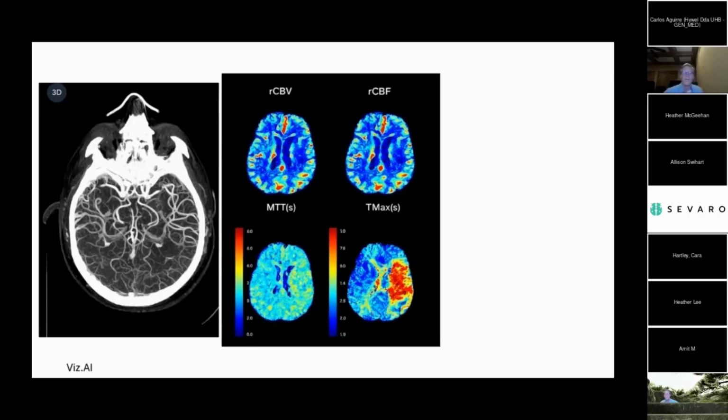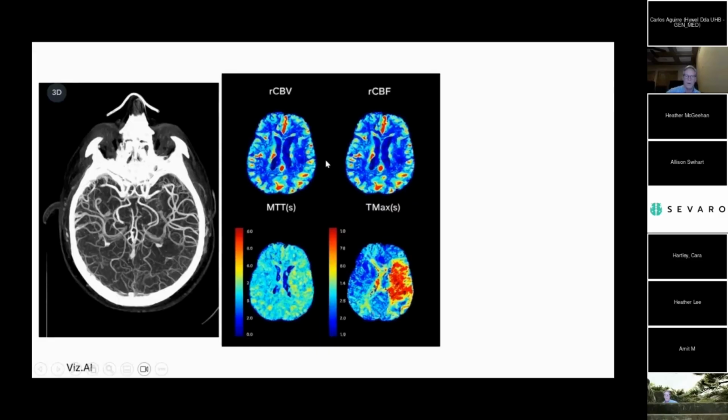So here we go. So here's the Tmax, right? Everything above 6 is abnormal. So everything in the red and orange is abnormal, clearly seen. And here's the CBF and CBV. You can see the dark part here does not match the contralateral side.